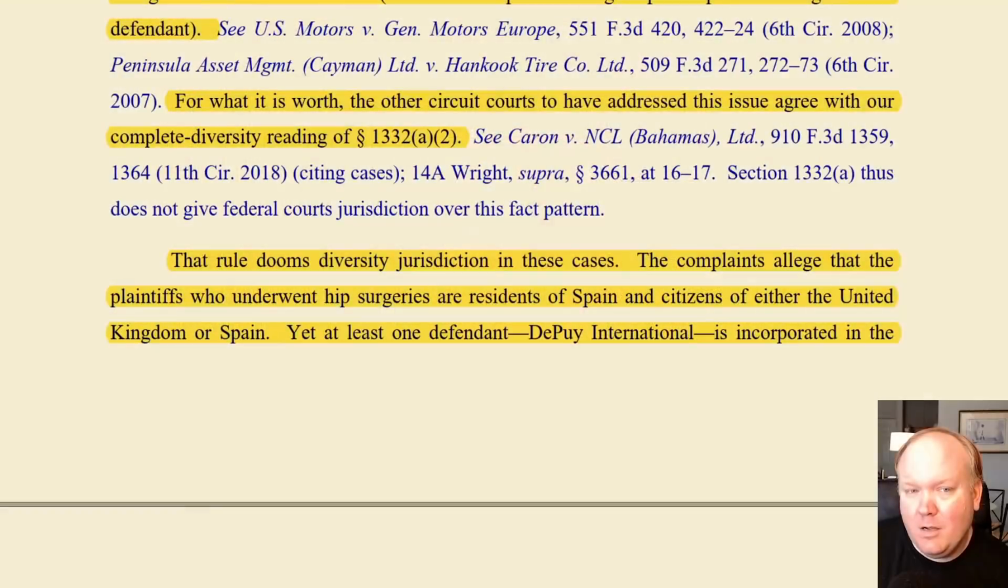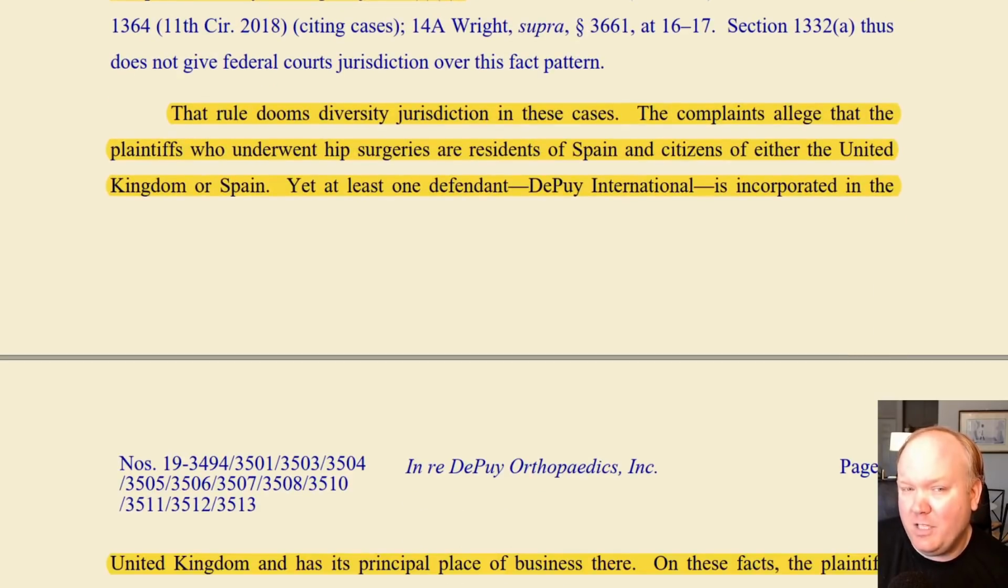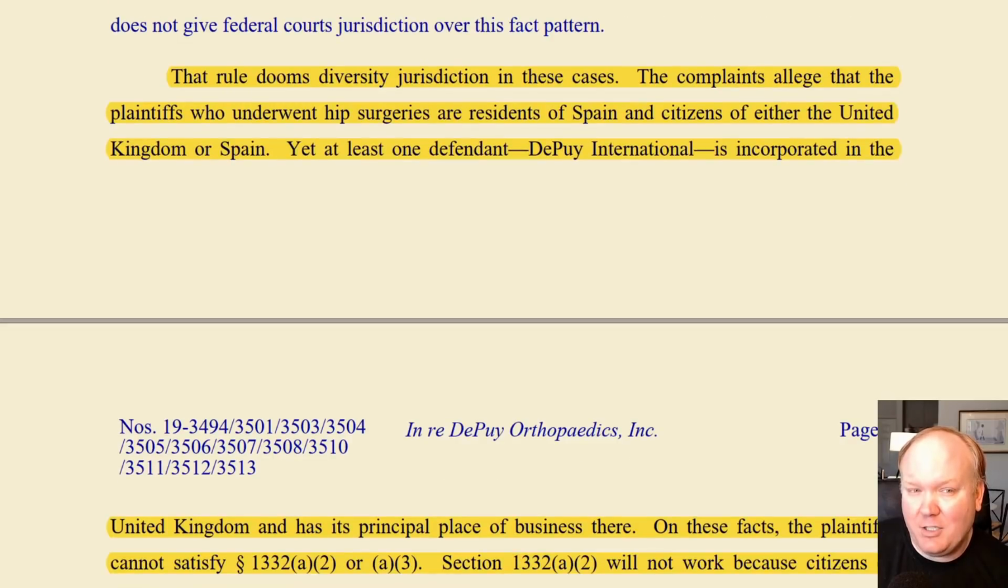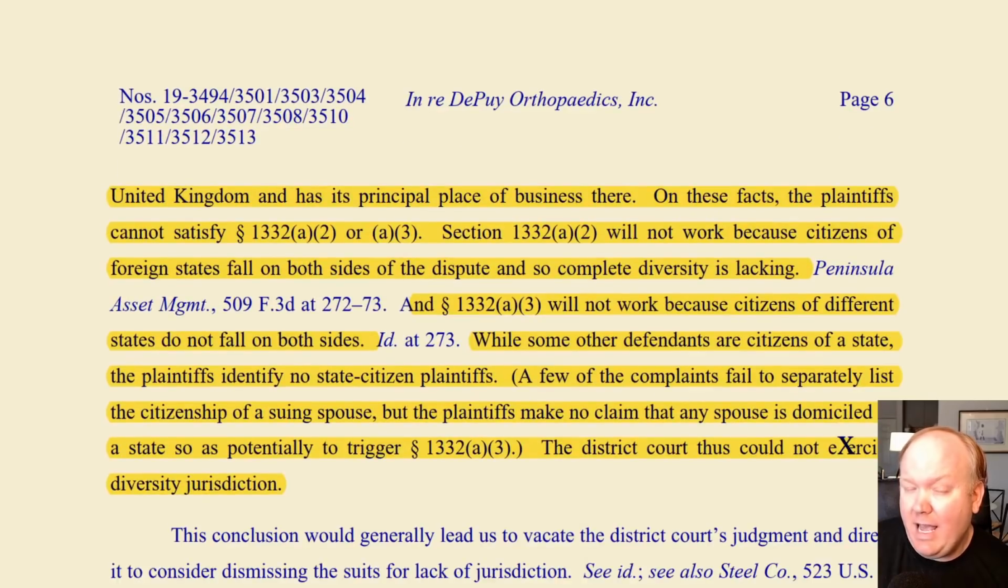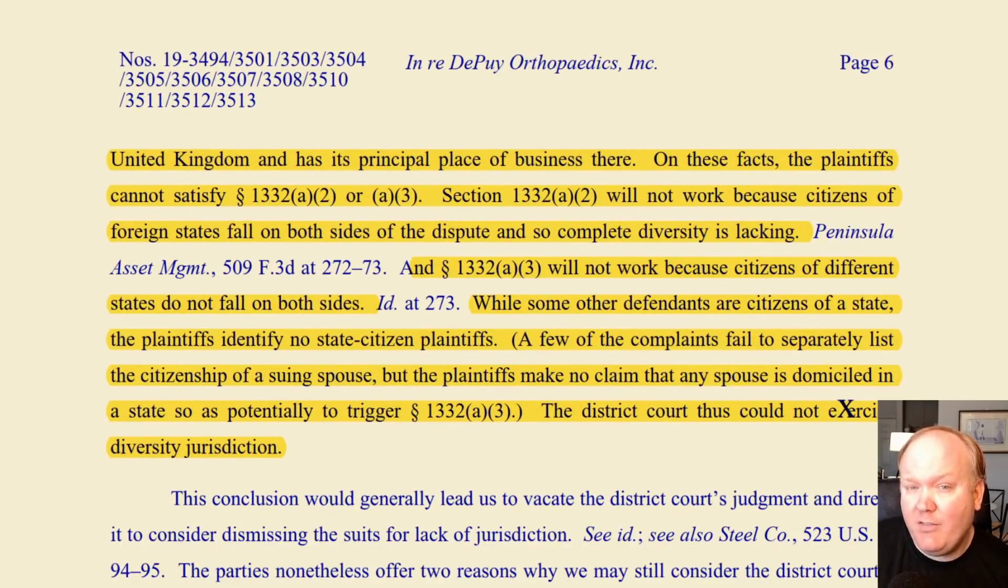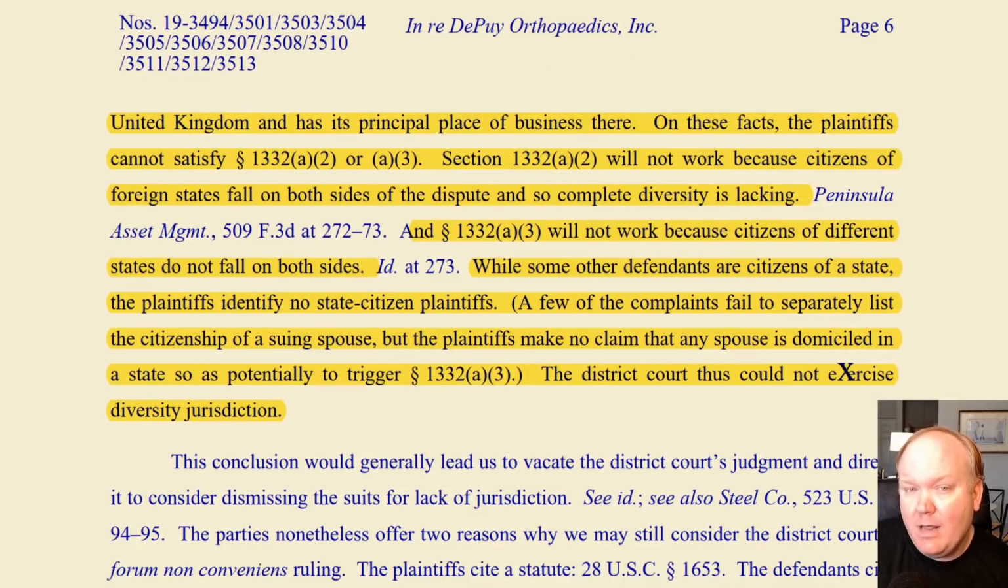Oops. For what it's worth, other circuit courts that have addressed this have agreed with our reading. That rule dooms the diversity jurisdiction in these cases. The complaints allege the plaintiffs who underwent hip surgeries are residents in Spain and citizens of either the United Kingdom or Spain. Yet at least one defendant, Pry International, is incorporated in the United Kingdom and has its principal place of business there. On these facts, the plaintiffs cannot satisfy the statute. The section will not work because citizens of foreign states fall on both sides of the dispute, and so jurisdiction is lacking. And A3 will not work because citizens of different states don't fall on different sides.